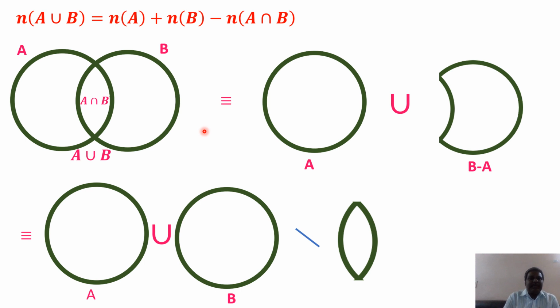So A union B can be written as A union (B minus A). This can be written as A union B minus A intersection B. That is, N of A union B is N of A plus N of B minus N of A intersection B. So N of A union B is nothing but the number of elements of A plus the number of elements of B minus the number of elements of A intersection B. By taking N of A and N of B, we are taking A intersection B two times. That is why we are excluding one time simply. So this is the concept. N of A union B is equal to N of A plus N of B minus N of A intersection B.